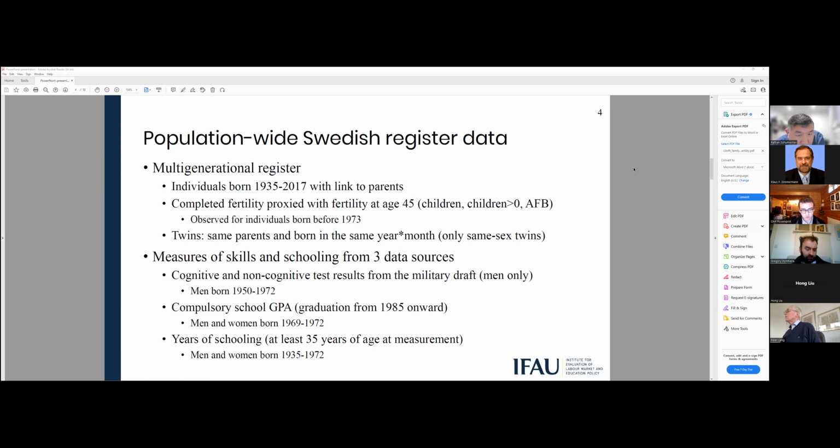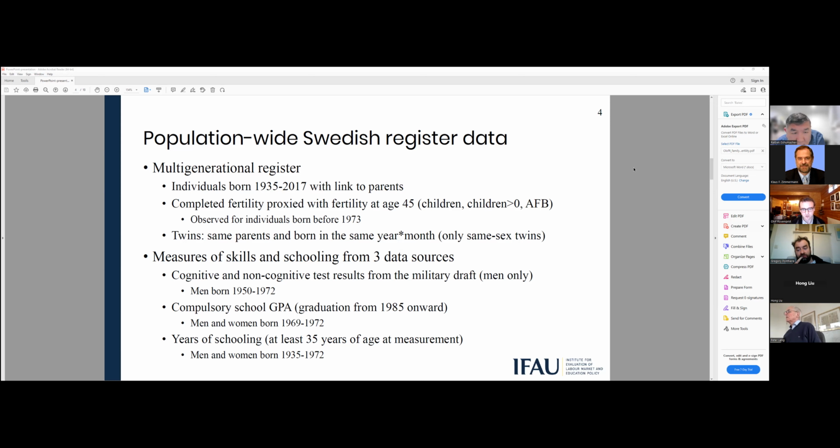And from this register, we can also identify twins. So the twins are going to be children that have the same parents, the same mother and father, and that are born in the same combination of year and month. And we only consider same-sex twins. But we have no further information about if the twins are dizygotic or monozygotic here. Okay, so that's the fertility and the child-parent relations.